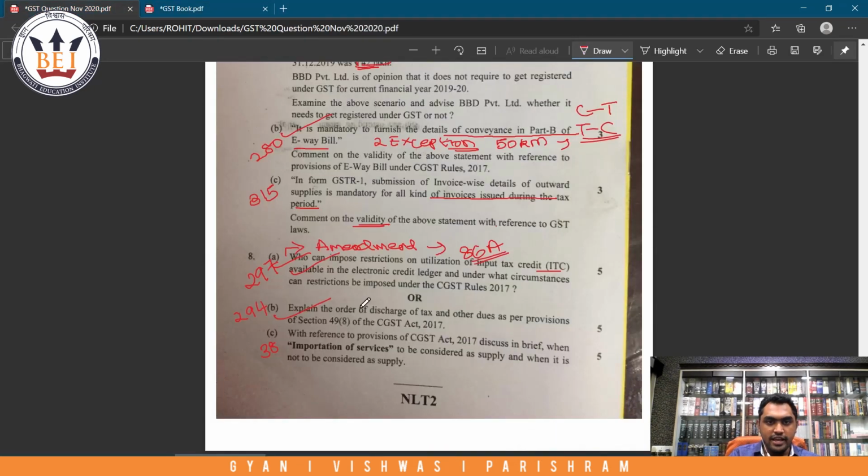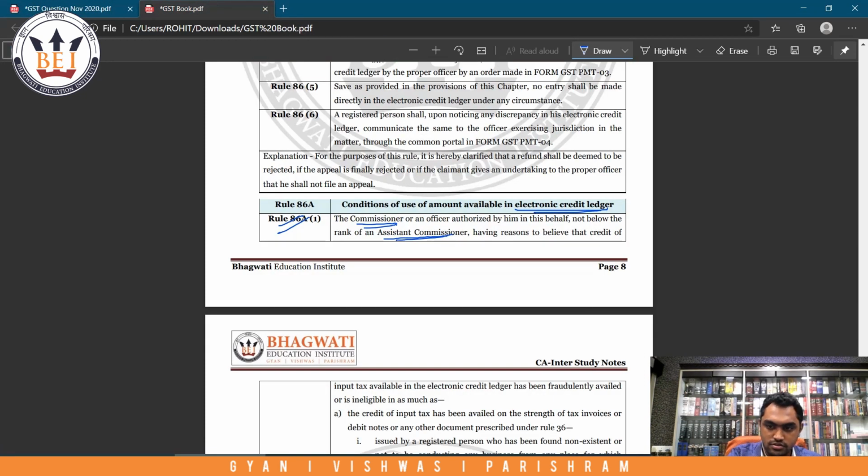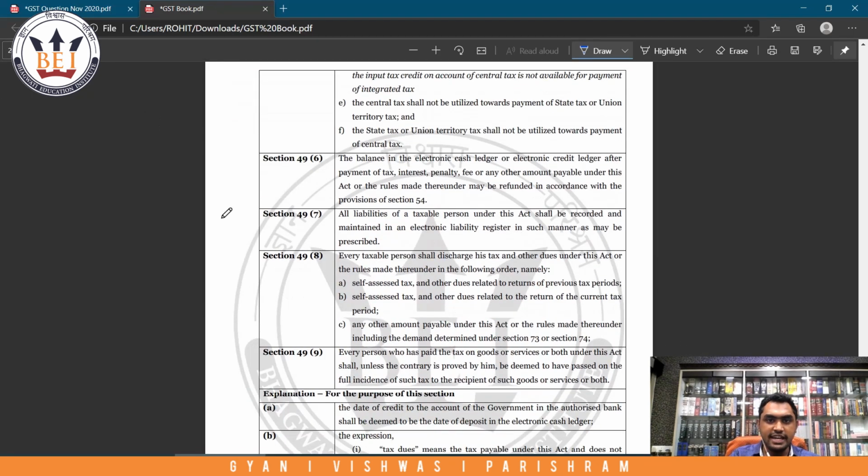Next, explain the order of discharge. 49.8. Very good question. So I hope you will remember the discussion that first previous dues, then current dues, then any demand as per section 73 and section 74. This was the order. If you don't remember, again I will show it to you. 49.8. Self-assessed tax and other dues related to returns of previous tax period, current tax period, and then demand determined under 73 and 74.